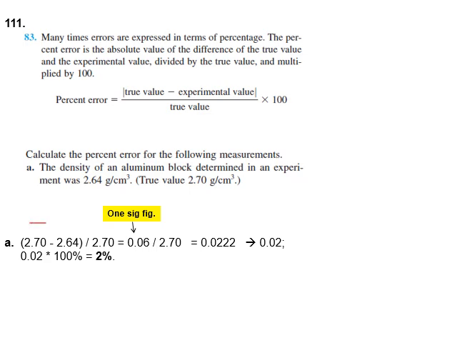So 2.7 minus 2.64 is 0.06, divided by 2.70, which is your true value, and that gives you 0.0222. But because we've only got one sig fig right there, we have to round this one back to here and this one back to here, and we end up with our final answer, 0.02. Then, to convert to percentage, you multiply at the end by 100% and you get 2%. So the answer, done the way that I really want you to do these, is 2%.